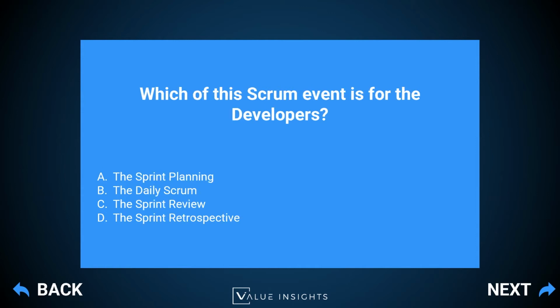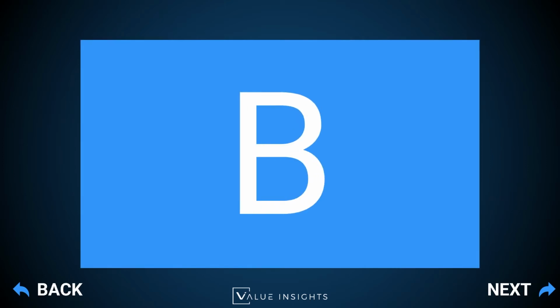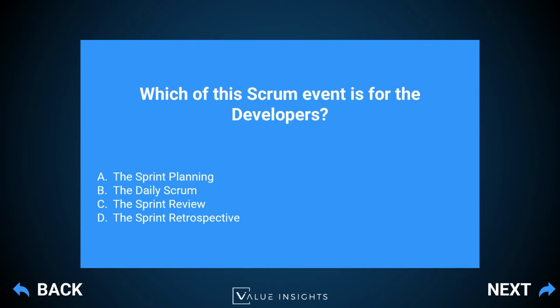And here is question number 4. Which of the Scrum events is for the developers? A, the sprint planning, B, the daily Scrum, C, the sprint review, or D, the sprint retrospective? And our answer is B, the daily Scrum. So if we look at the Scrum Guide, there are 4 formal events: the sprint planning, the daily Scrum, the sprint review, and the sprint retrospective.